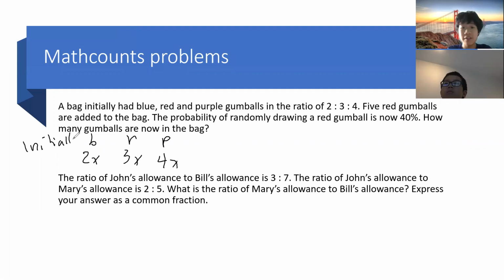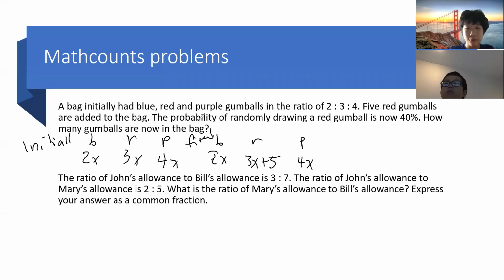Now we're gonna add 5 red gumballs. So we're gonna have, blue is still gonna be 2x, red is now 3x plus 5, purple is now 4x, still 4x, okay? So now this is the final.